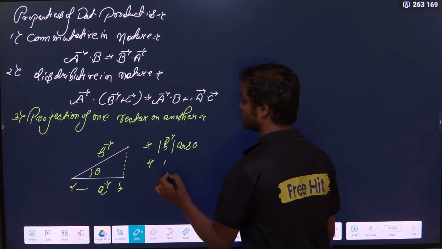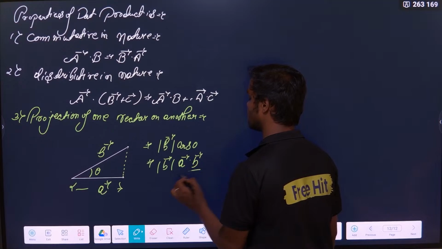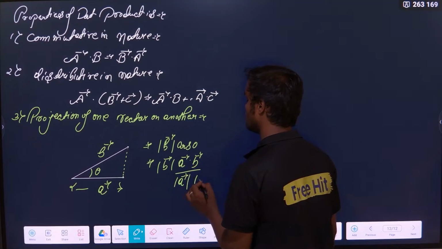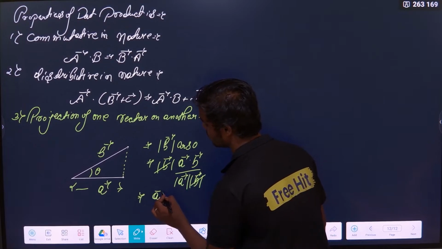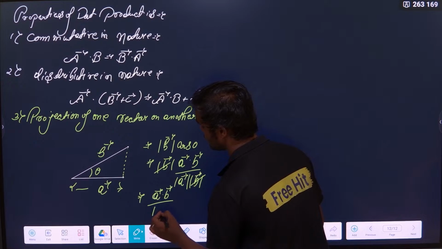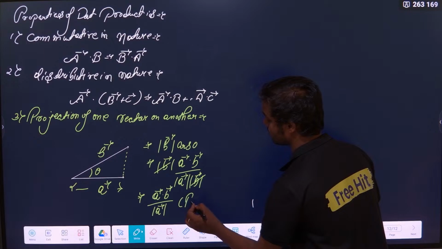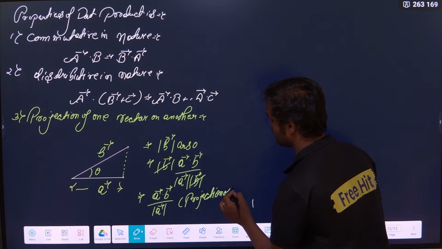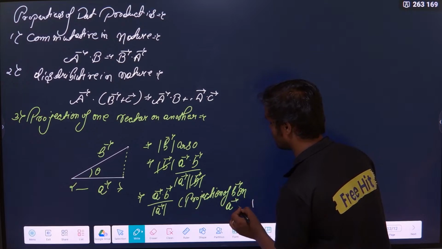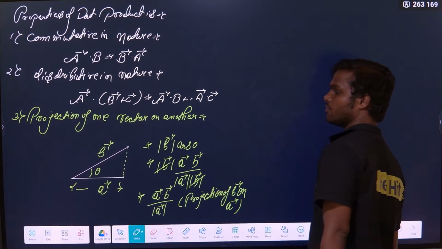Now what is cos theta? Cos theta we know will be A vector dot B vector divided by mod of A vector into mod of B vector, correct? So mod of B will cancel out, so you will get A vector dot B vector divided by mod of A vector. That is called the projection of B vector on A vector.